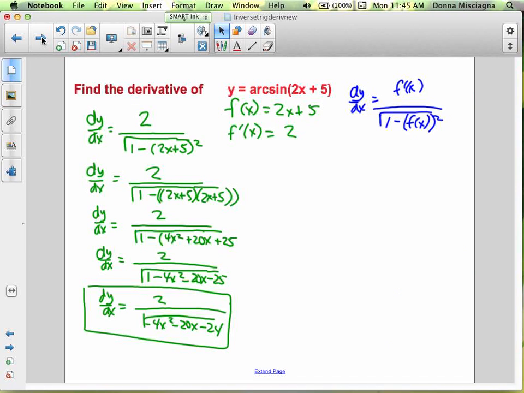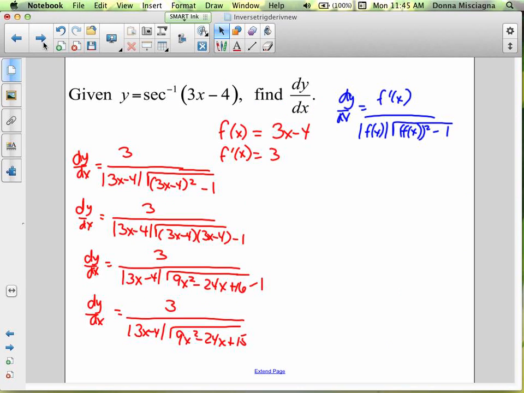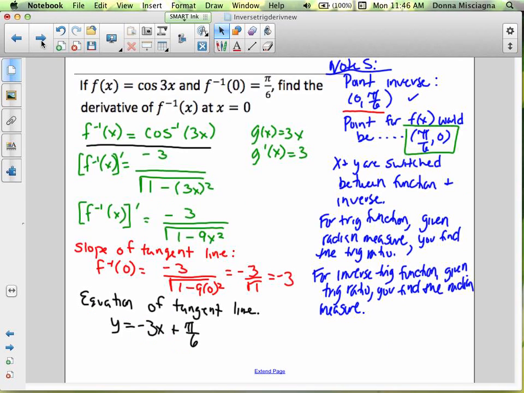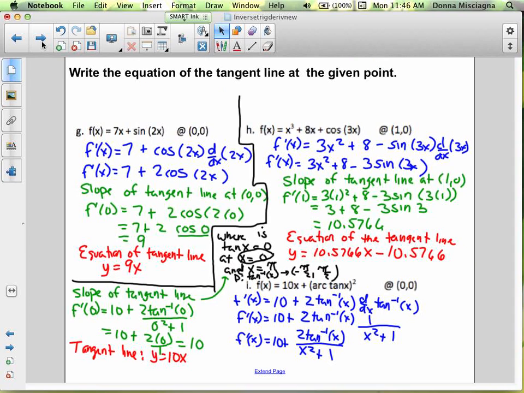There's nothing to simplify here. We have already simplified it. The ones I didn't simplify were the arcsecant and arccosecant. Here we have nothing to simplify because the 3 and the 3x minus 4 are not going to cancel in any way, shape, or form. So this one is in simplest form. Our cosine, we already simplified that. And that was it.